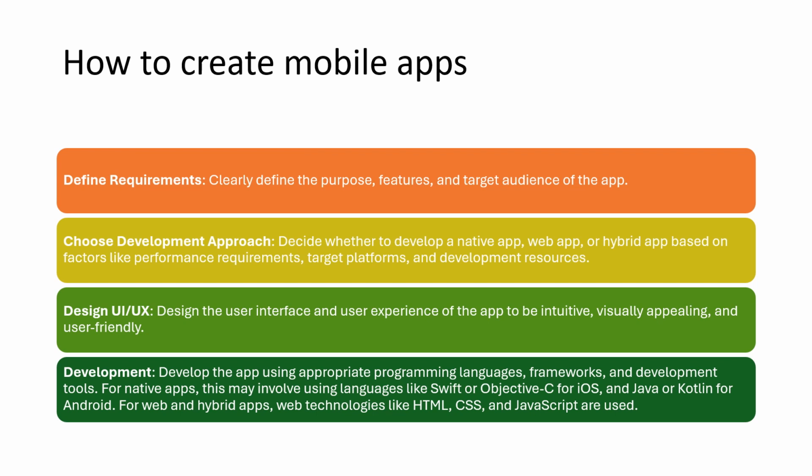Develop the app using appropriate programming languages, frameworks, and development tools. For native apps, this may involve using languages like Swift and Objective-C for iOS. Objective-C is typically used for iPhones or the iOS operating system. Java or Kotlin for Android. For web and hybrid apps, you can just use simple HTML, CSS, and JavaScript. So these are two different development methodologies, and you have to select accordingly, according to what the app has to do and how complex the app is.